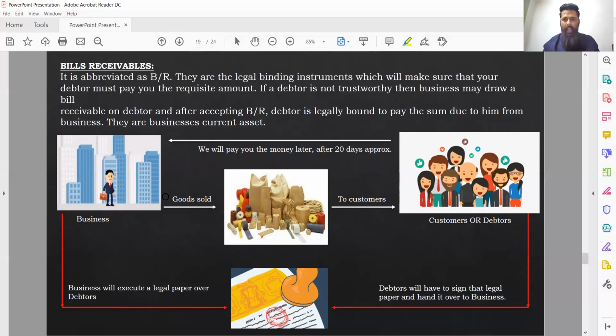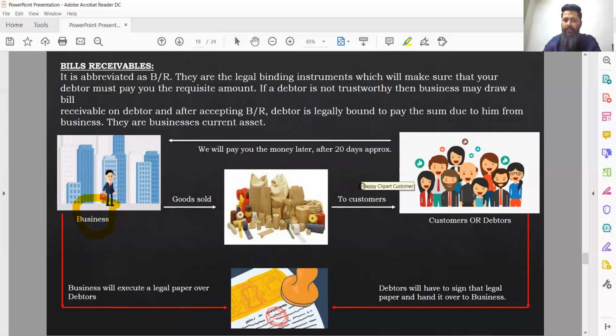Precisely, if I am unknown to someone, that person won't be giving me anything on credit without knowing me. Nobody will give anything on credit. Here comes the role of bills receivable. In our previous example, we discussed that the business has sold goods on credit to the customers, and the customers promised to pay that sum of money after 20 days.